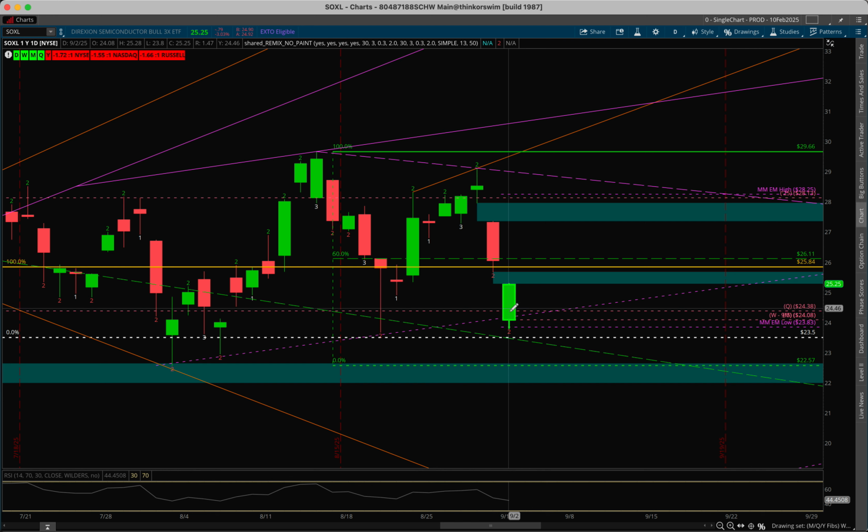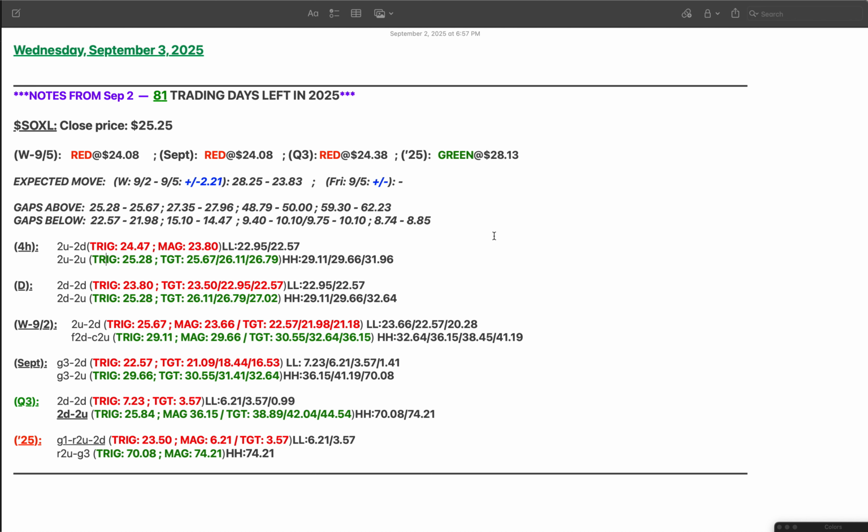and we have a clear 2 down, 2 up with a very clear entry here at the high of today with the exit or a magnitude at the high of the previous candle. So that 27.35 is the magnitude. So again, 2 down, 2 up. We've got the 25.28 as the trigger.